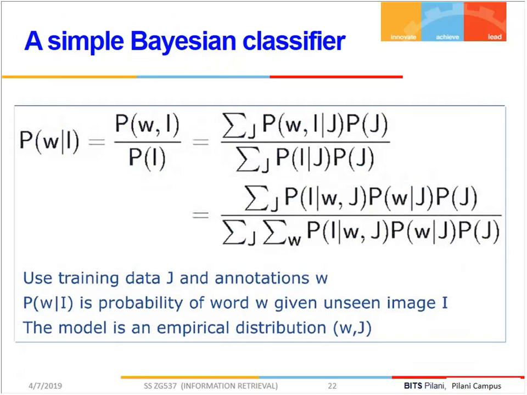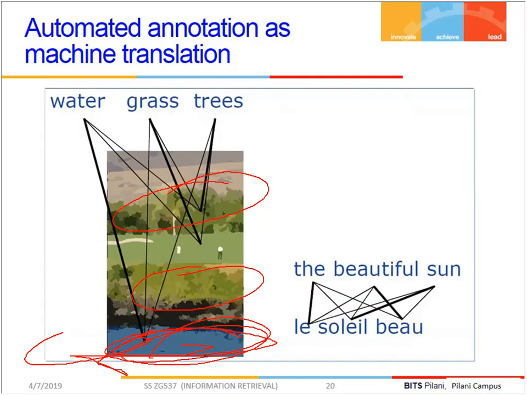This is the formula. What it is doing is the same thing which I just explained: you calculate the probability of the visual term for each and every annotation, and whatever is the highest will be the correct annotation. So we use some training data and annotations, and then the probability of that word given that unseen image I. So this is your unseen image I, and this is the probability of that word, grass or trees or water, given that input image. Given this unseen image, visual term, what is the probability of conversion to water, grass, or tree?